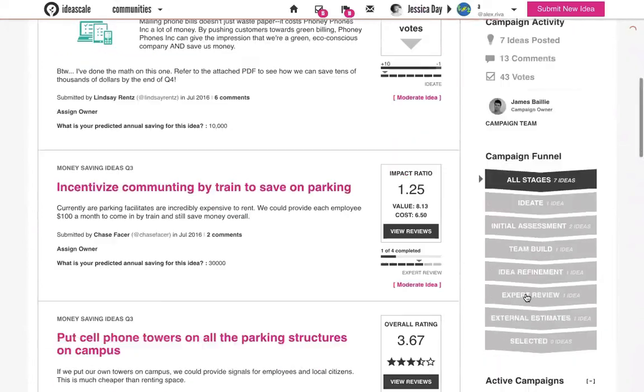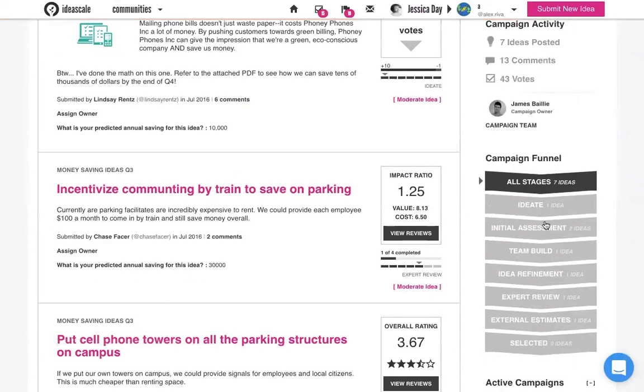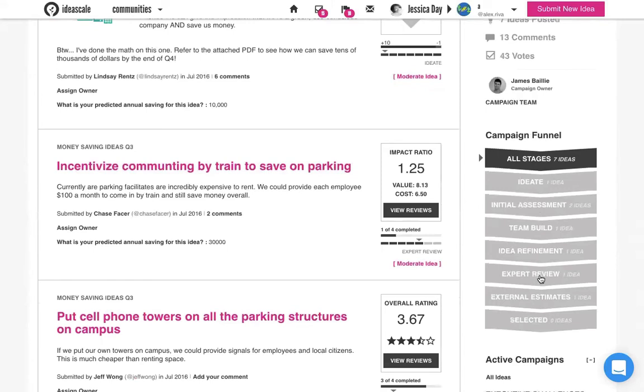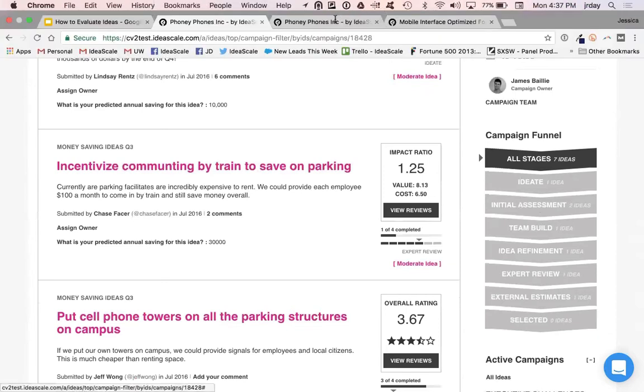So you can see that ideas go through their initial ideation and then move into an assessment phase, then team building, additional refinement, and then it's pushed to experts for review and estimates. Then, of course, they report back on what's been selected and why. And this is because the team here has some highly specific requirements for the types of ideas that can and can't be implemented.